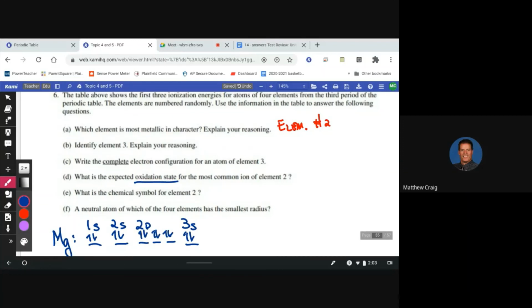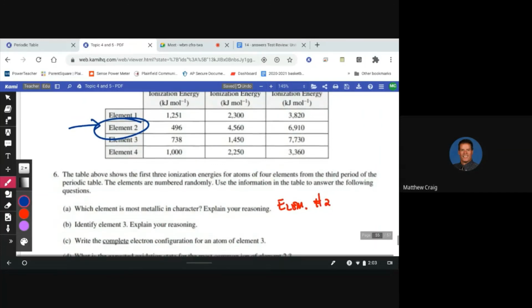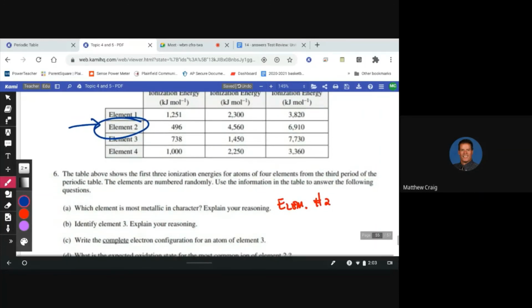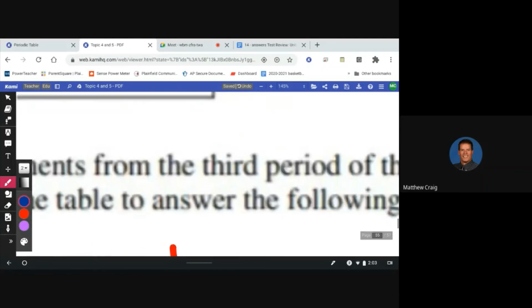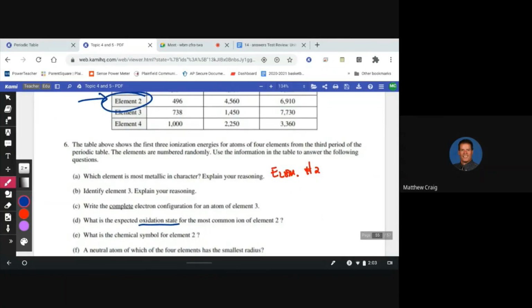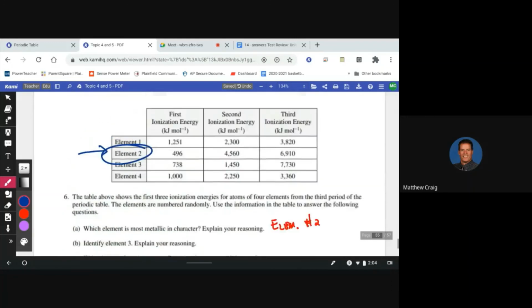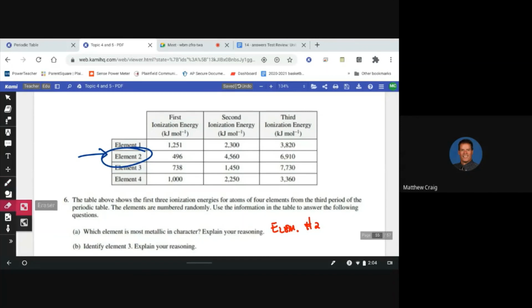What is the chemical symbol for element number 1? Oh boy. This question's mean, because if you mess up not being able to read third period, whew, yep, sodium. Wait, so for D, it's just plus 1. Plus 1. Yeah. And then letter F, the neutral atom of which of the 4 elements has the smallest radius?